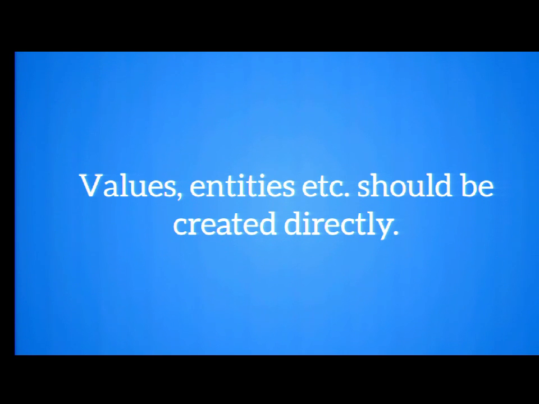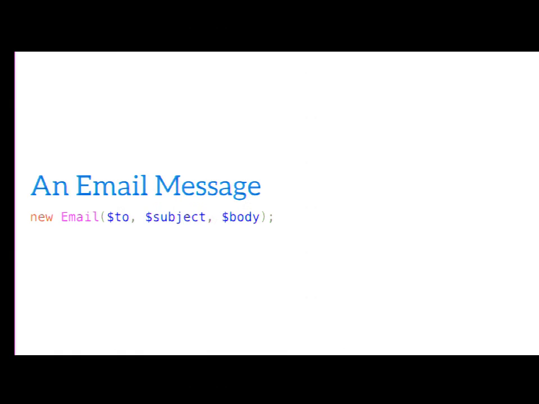If you've got values that represent things or entities, then each one of those is different. We don't want one for the whole application. We don't have one customer. We have lots of customers, hopefully. So these are the sort of things we should create directly. We should create an email message directly, because each email message is different to the previous ones, and we'll still see new keywords perhaps for those.